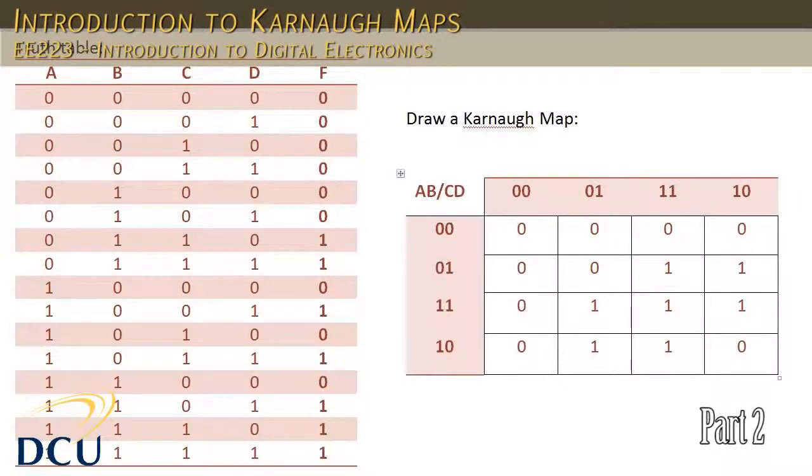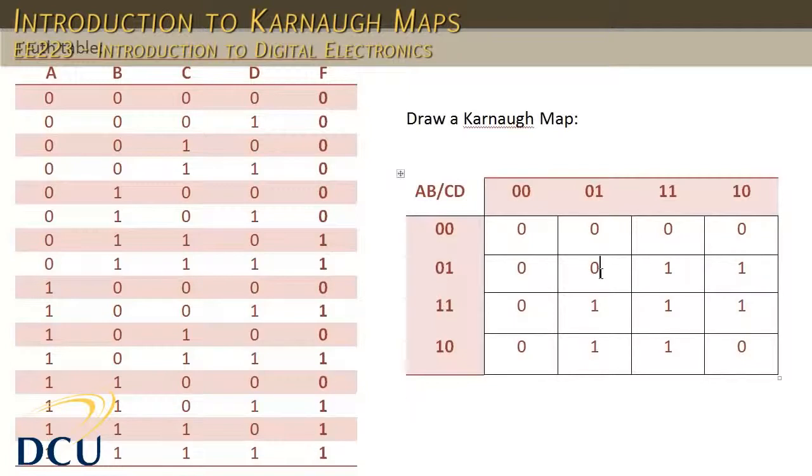Populated, we now have to group the cells together. We can group cells in combinations of one cell on its own, two cells together, 4 cells, 8 cells, 16 cells, and so on to the power of 2. This allows us then to provide a minimized expression for the overall system that we're creating.